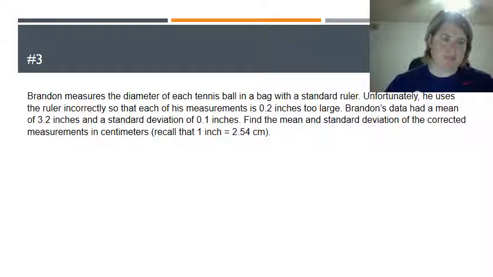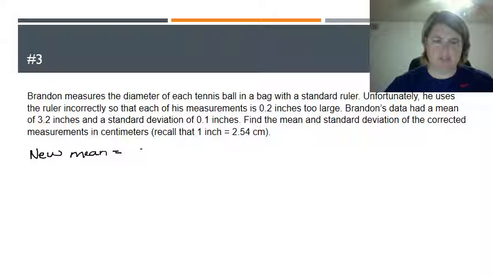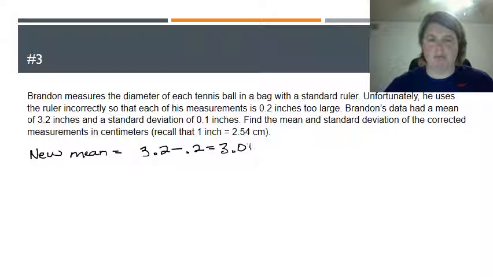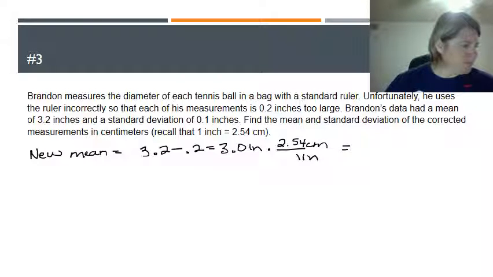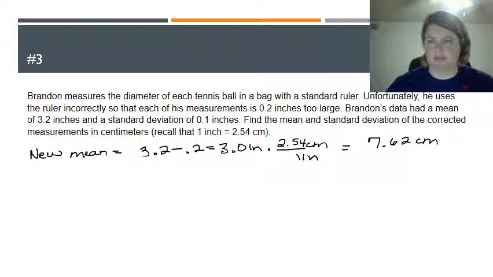So let's look at the mean first. So the new mean is going to be the old mean minus 0.2. So the new mean is going to be 3.0 inches. Then we need to convert that to centimeters. So 1 inch goes on the bottom, 2.54 centimeters goes on top. Multiply straight across and we get 7.62 centimeters.